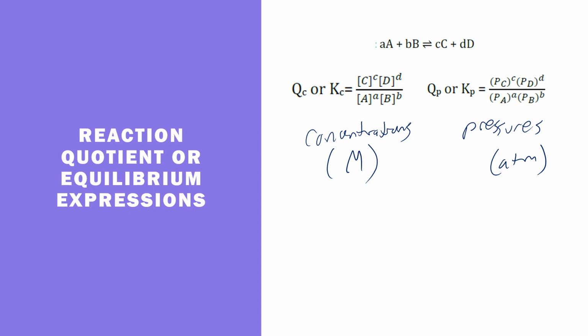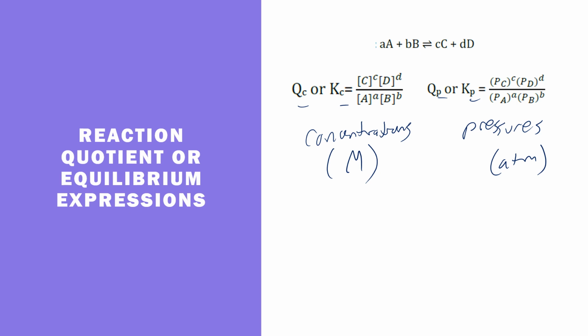Now, concentrations, that's why you see QC or KC. Again, molarities, and you'll need to use brackets in your expression. Brackets always indicate molarity. And then pressures, you'll see QP or KP, and you want to use the partial pressure notation there. So when I write PC, that means the partial pressure of substance C. And we'll put that in parentheses. We don't use brackets because brackets indicate molarity.